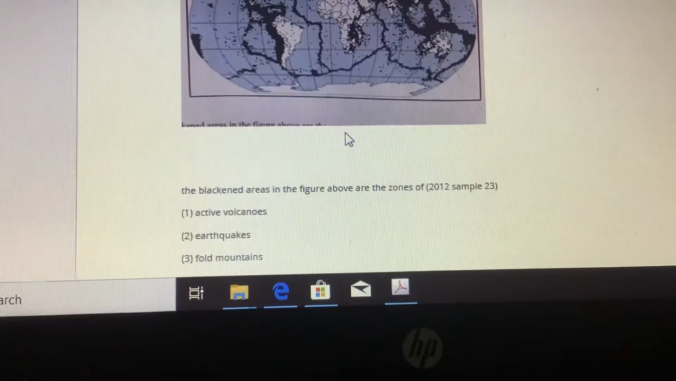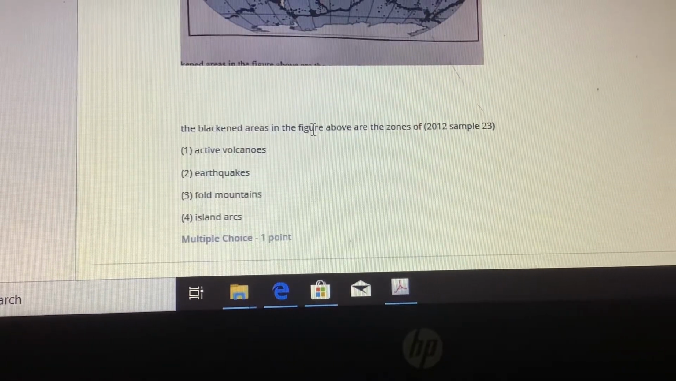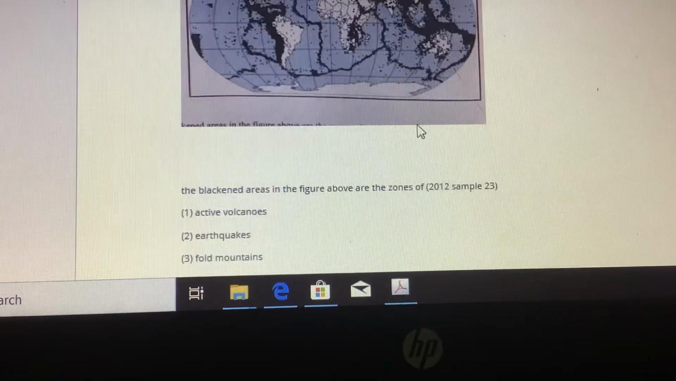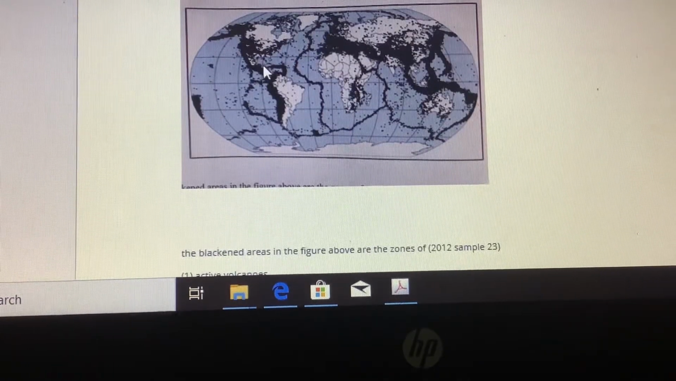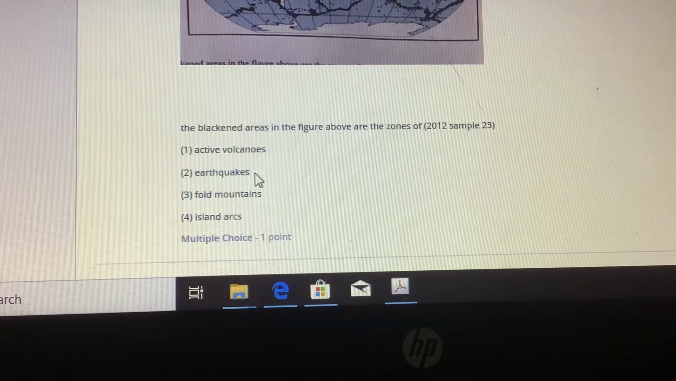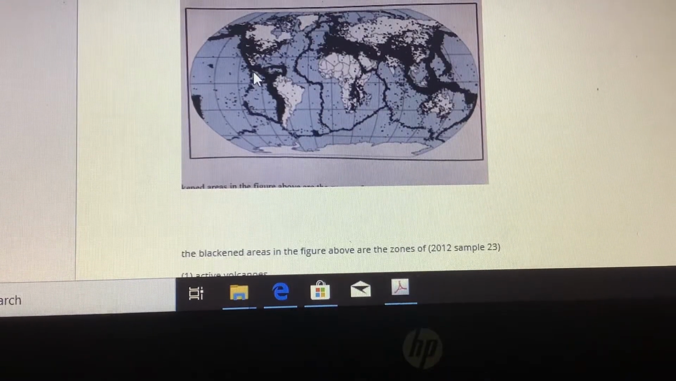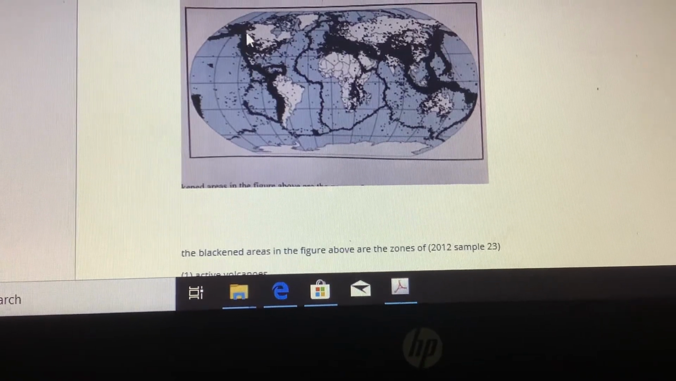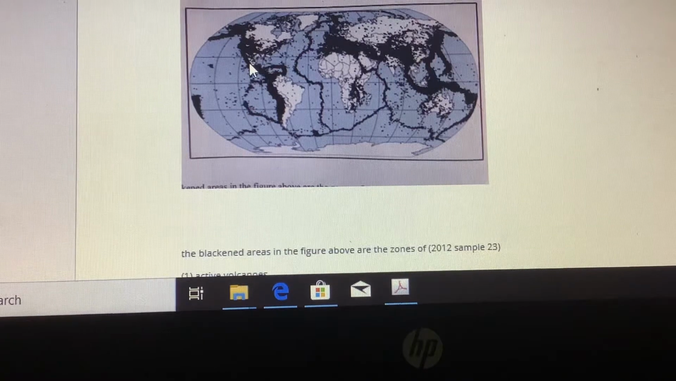Chapter 3. This one is talking about the area in the figure above showing the zone of... you can see a lot of black spots. What is this? Active volcanoes? I don't think so. Earthquakes? It should be, because active volcanoes wouldn't happen like this. All of North America does not have volcanoes, and China does not have a lot of volcanoes like this. Japan does have 118 volcanoes, but it doesn't look like this either.